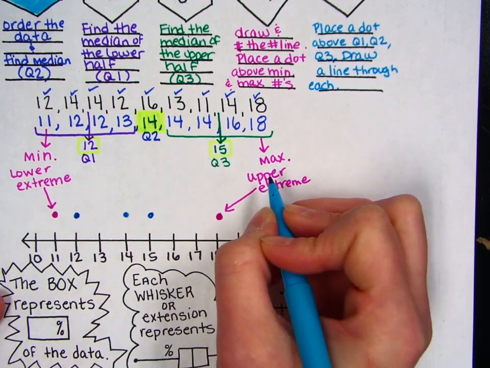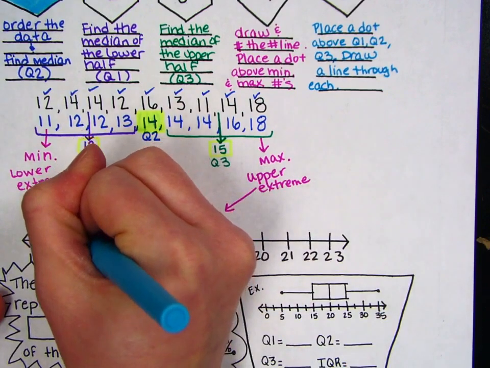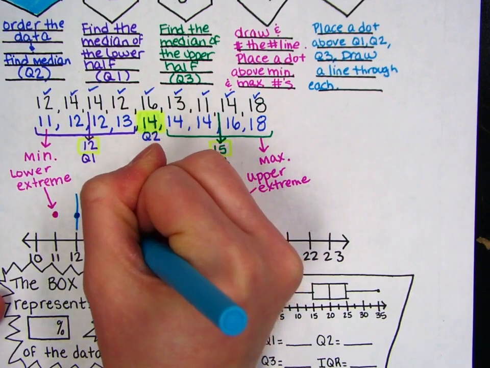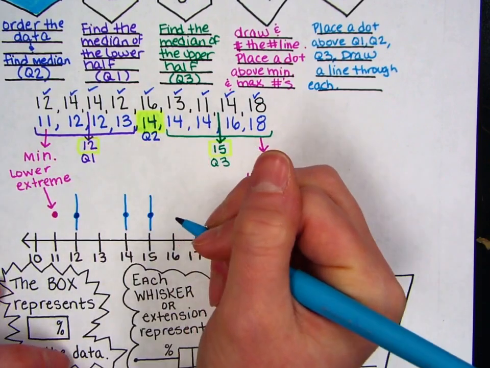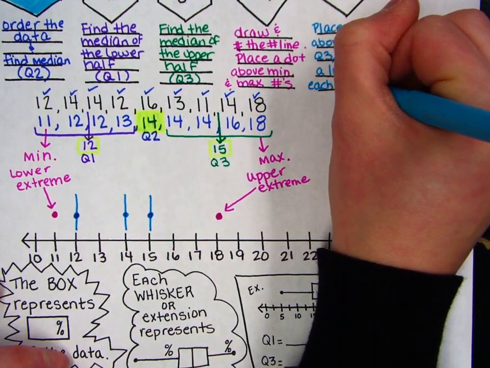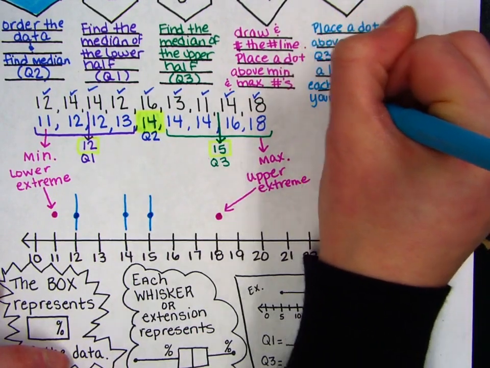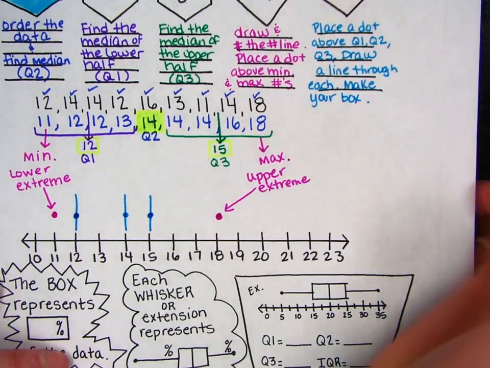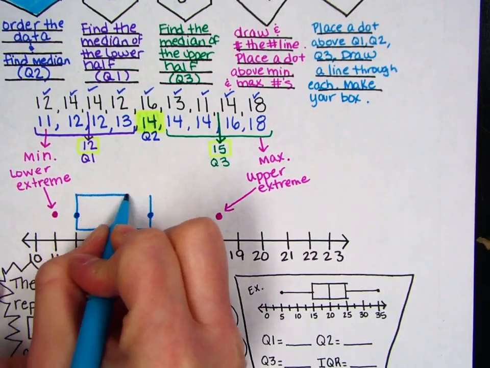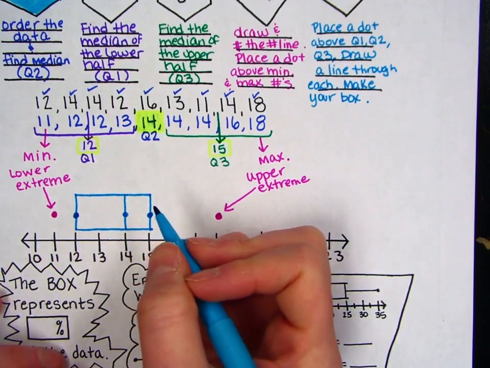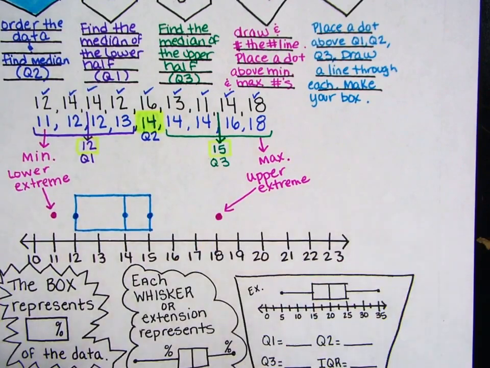Then I need to draw a vertical line through each. And he doesn't have to be that long. I'm trying to keep these about the same length though. Now, we are going to make our box. Make your box. The box goes around the quartiles. Because if you remember in our discussion of the quartiles, the IQR is actually the size of the box.